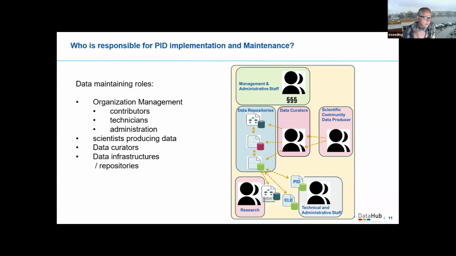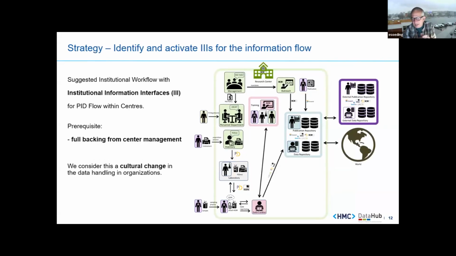Okay, so in the organization there are the contributors: technicians, administration, scientists producing data, data curators, data infrastructures, and repositories. Basically, we sketched this kind of sketch of our center, where we do identify what we call institutional information interfaces. These are interfaces where particular information passes through and where we're trying to grab this information and get it into our data systems.